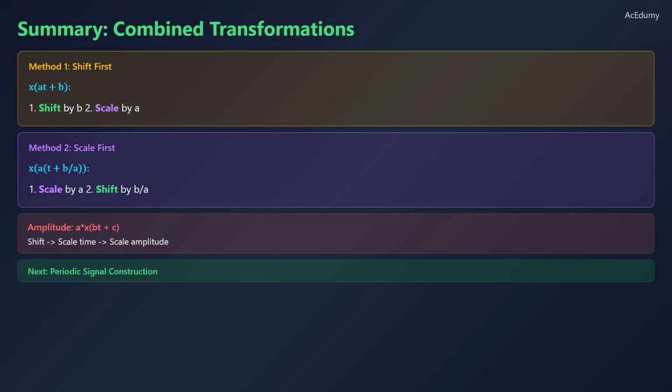Let us summarize the combined transformation rules. For x of at plus b, shift first by b, then scale by a. Alternatively, factor as x of a times t plus b over a, and scale first, shift second. For amplitude scaling, a times x of bt plus c, shift, scale time, then scale amplitude. In the next lesson, we will explore how to construct periodic signals from basic building blocks.